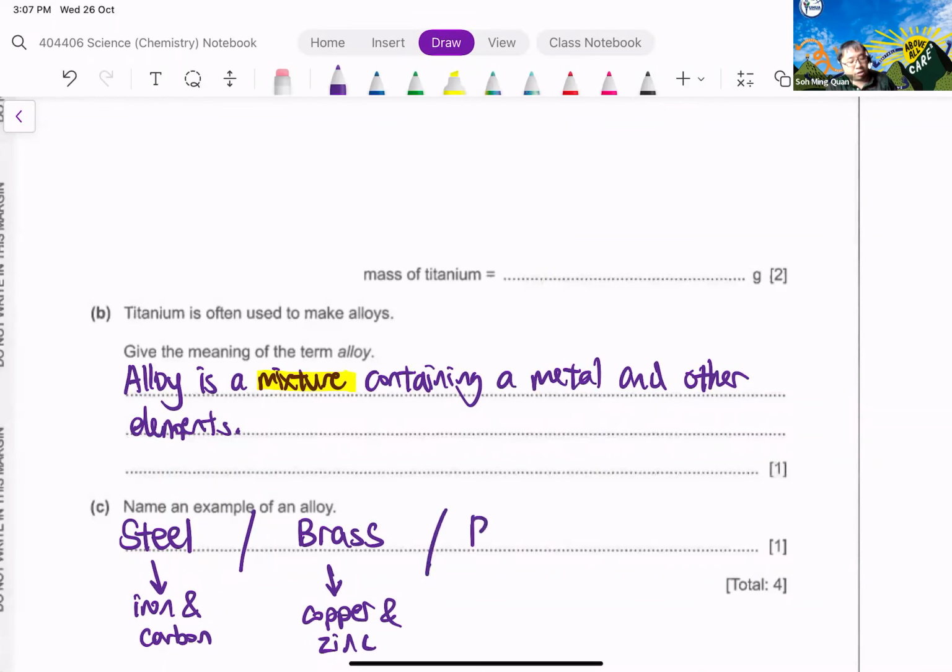Another common alloy is bronze. Bronze is commonly used to make medals, right? Your bronze medal. Bronze contains copper and tin. All right, so these are the three common alloys which I think you should try to learn.